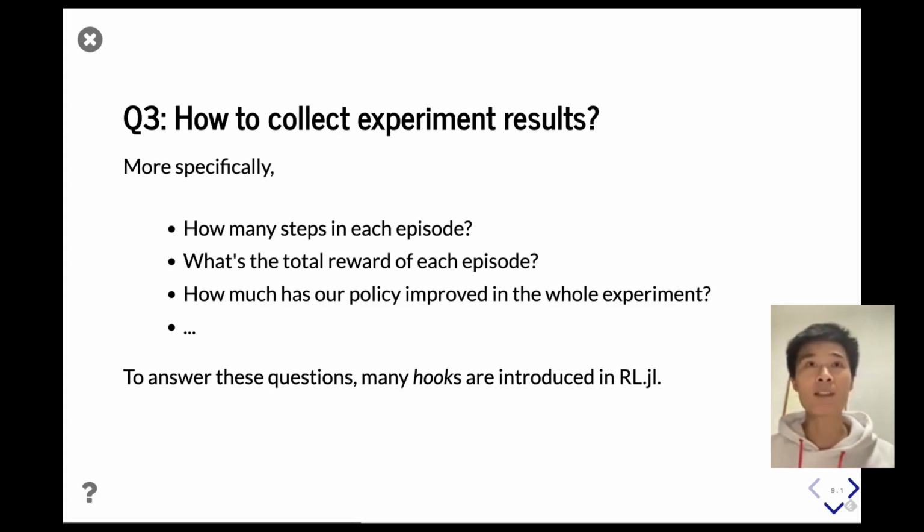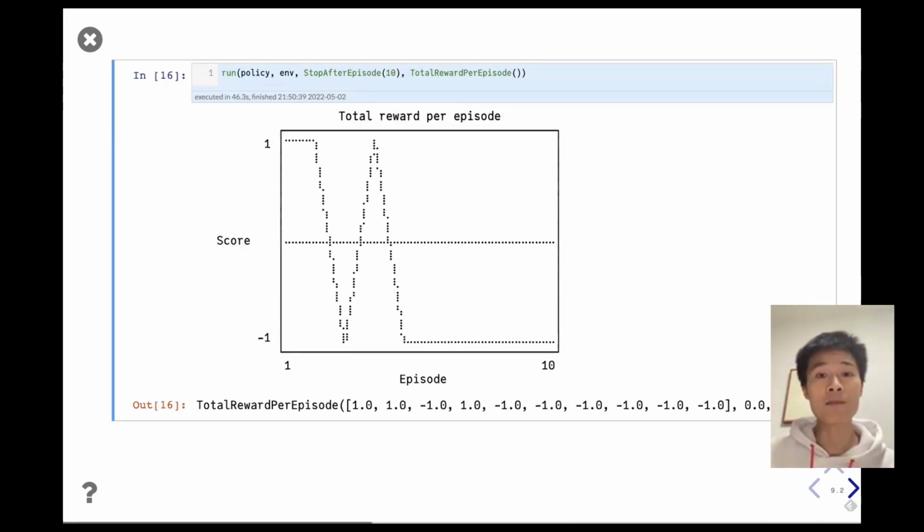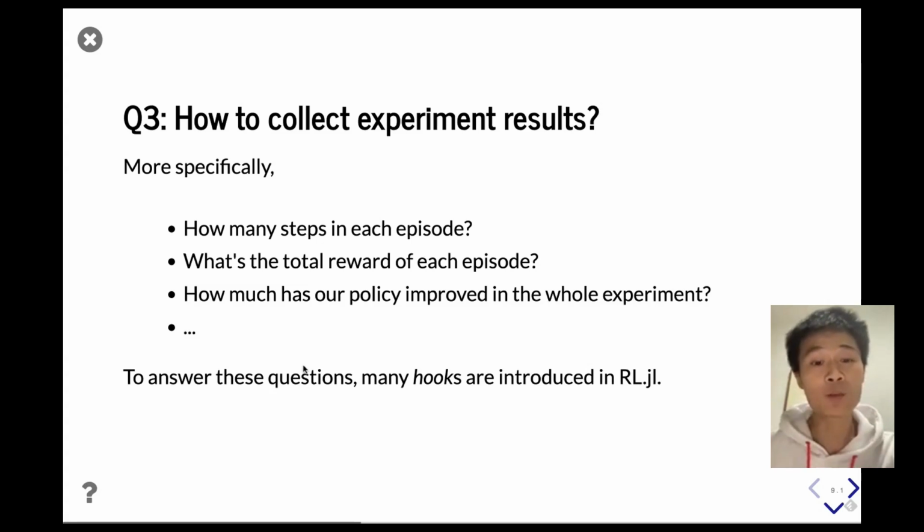However, in some other environments, we may have a reward at each step. So we would like to know the total reward of each episode. And also some other questions, like how much has our policy improved in the whole experiment? Or you may find many other such questions you would like to answer. So to answer these questions, many hooks are introduced in RLWL. For example, here we provide a hook named total reward per episode.